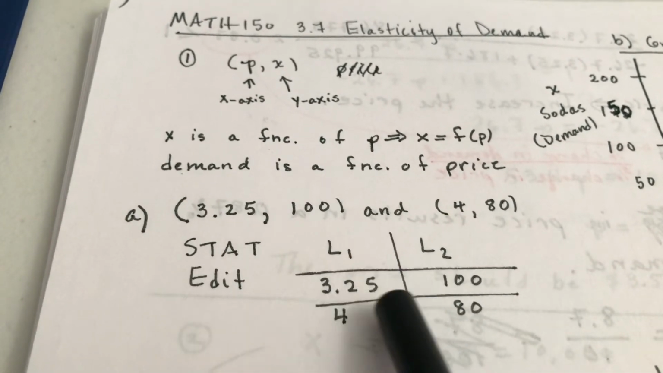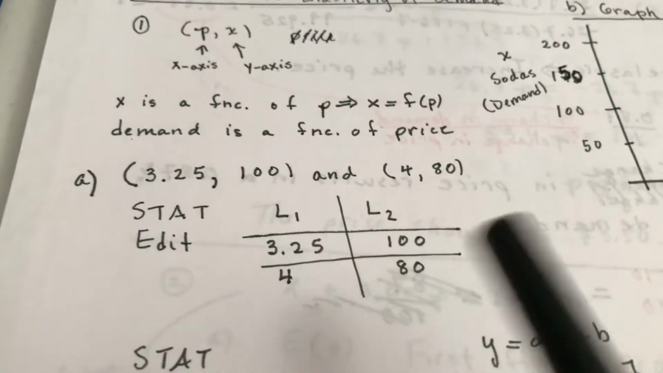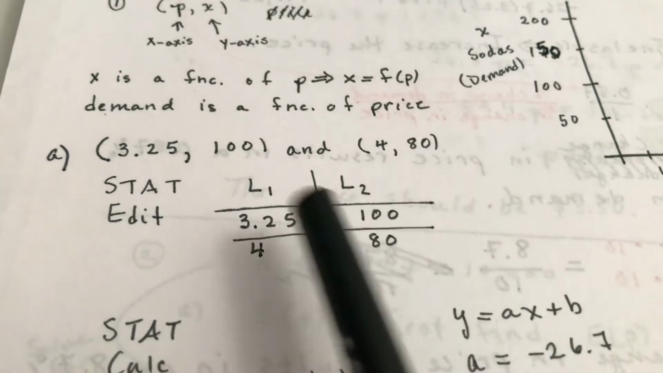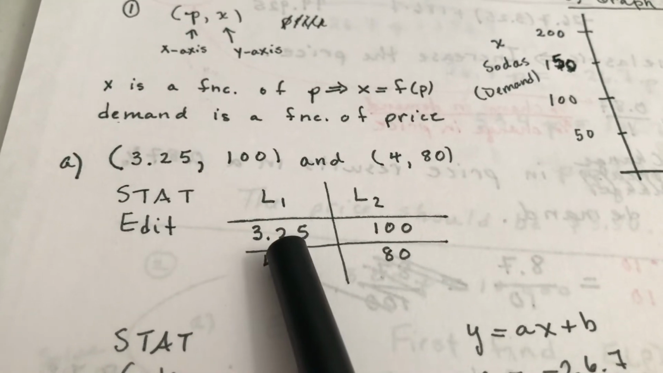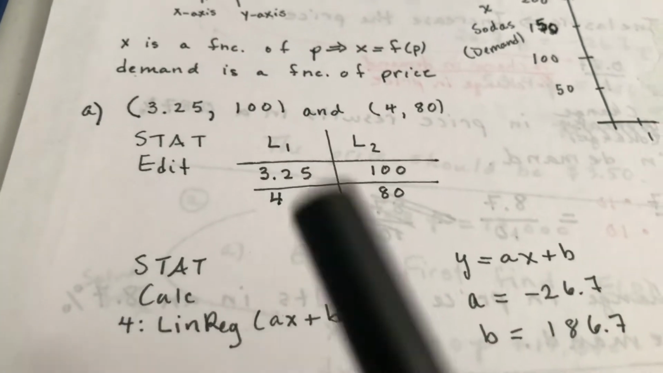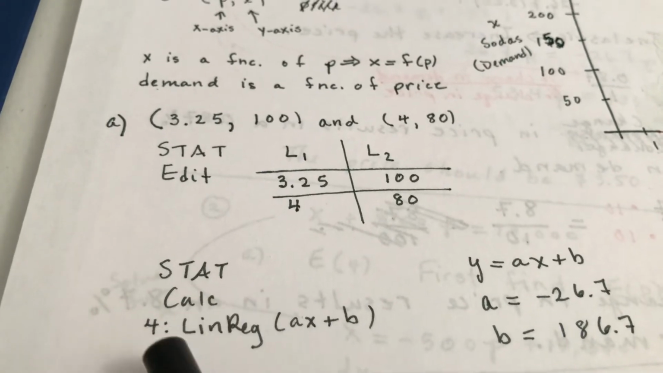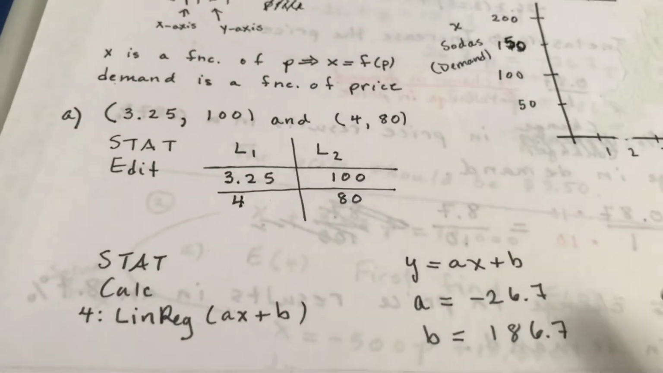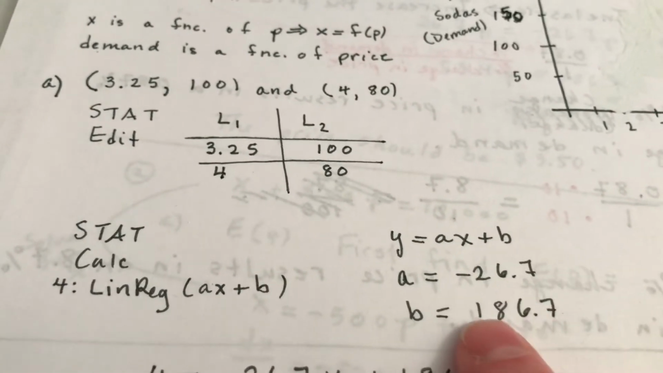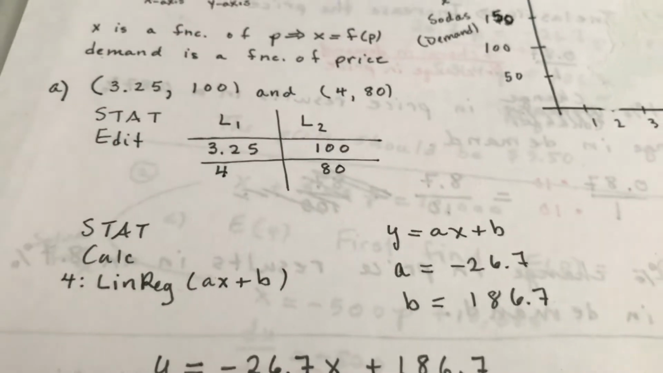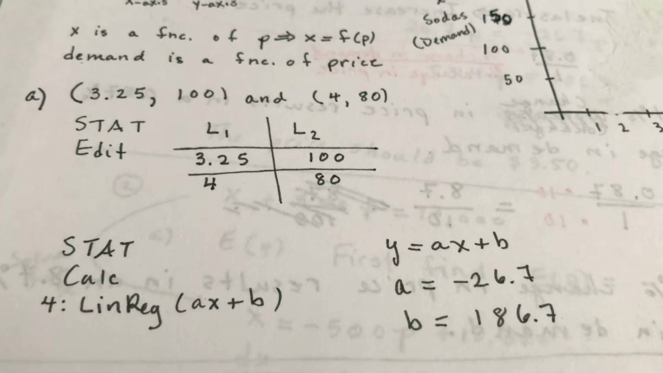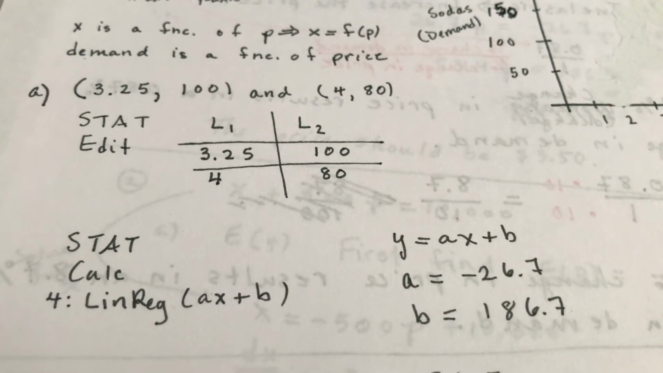Now we're going to put these values into our calculator. You know how to do that. So you go stat, edit, and you put your price in L1 and your demand into L2, and we've got those two ordered pairs in. Then you do your stat, calculate your linear regression, and it will give you y equals ax plus b, and you should get negative 26.7 for a, and b is 186.7. Why don't you stop the video, not the calculator, stop the video and see if you do come up with those values.